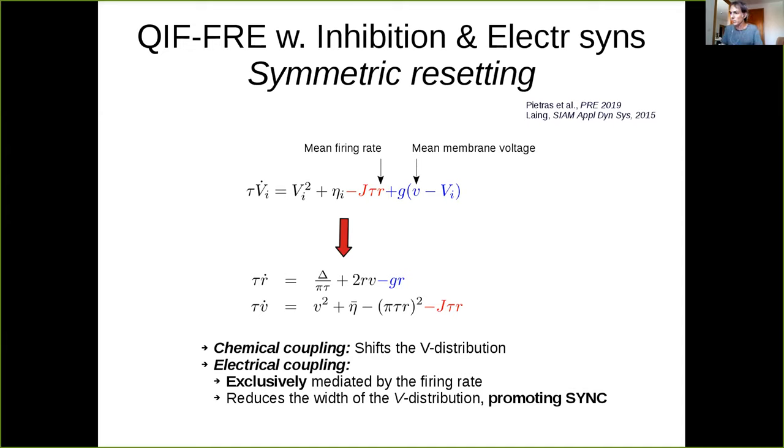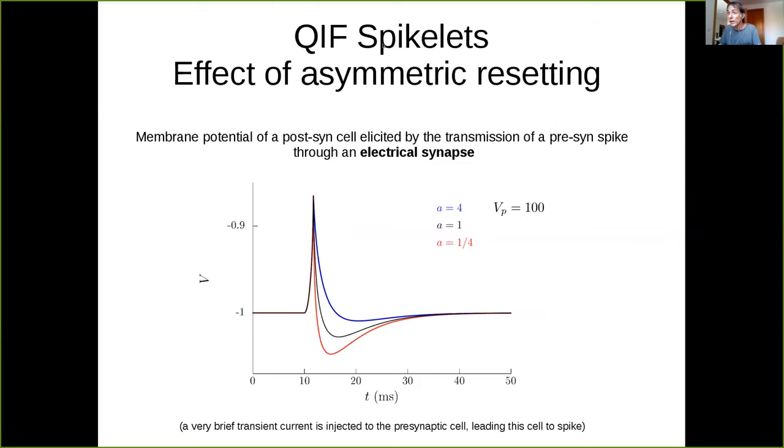So this is a nice result, but this model doesn't explain a number of results that have been observed in computational models. In particular, this is a spikelet of a QIF neuron. So this is the membrane potential of a postsynaptic neuron, and how it responds to a spike of a presynaptic neuron due to the presence of an electrical synapse for different values of this asymmetry parameter. And you see that when A is one, when the spikes are symmetric, the spikelet has a clear positive component, but also a long-lasting negative component. But this is strongly modified when we change A, and therefore we expect that A has a large impact in networks with electrical synapses.